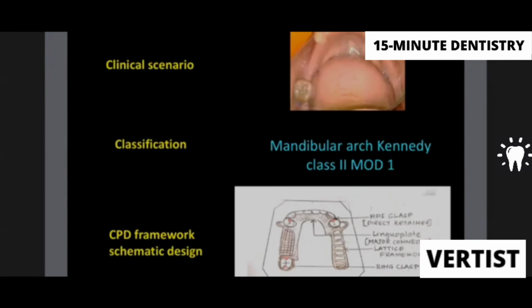So to repeat again, a lingo plate is my major connector as well as acting as my indirect retainer. My RPI clasp on my premolars, I can use a combination clasp if there's a soft tissue undercut, as my direct retainer, and for an isolated molar which I have here, I can use my ring clasp. So that's your choice of design in a particular class 2 modification 1 situation.